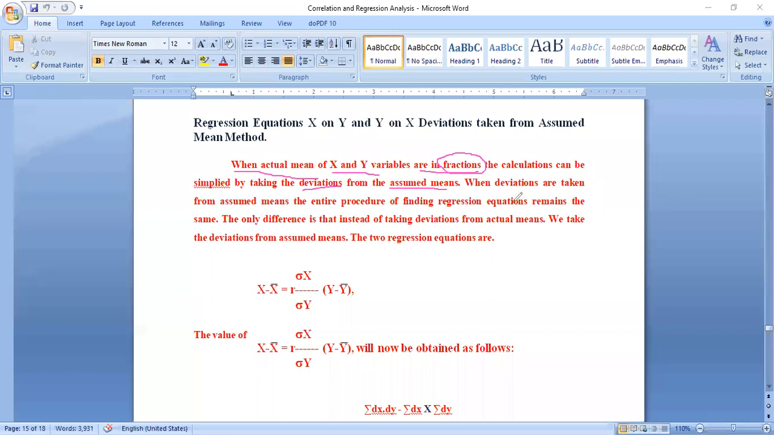Okay. When the deviations are taken from assumed mean, the entire procedure of finding regression equations remains the same. The only difference is that instead of taking deviations from actual means, we take the deviation from assumed mean. This is only the difference here. So you observe carefully here. Fractions are important here.